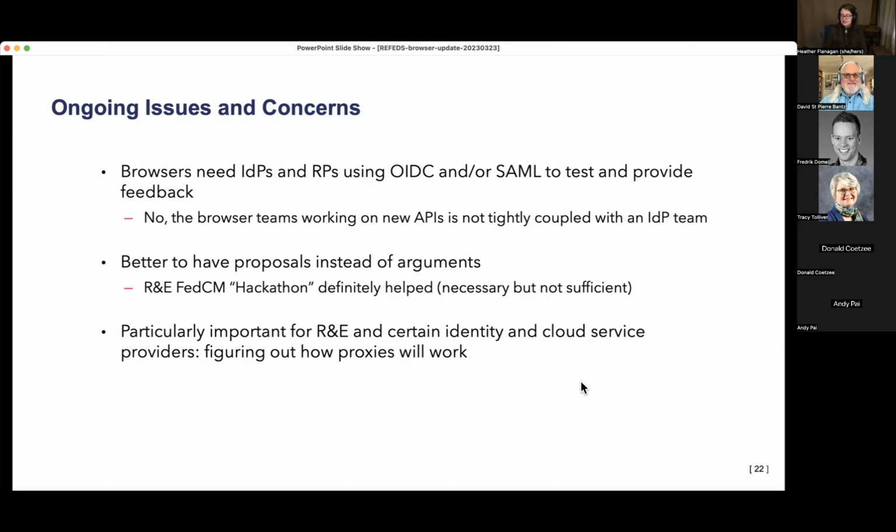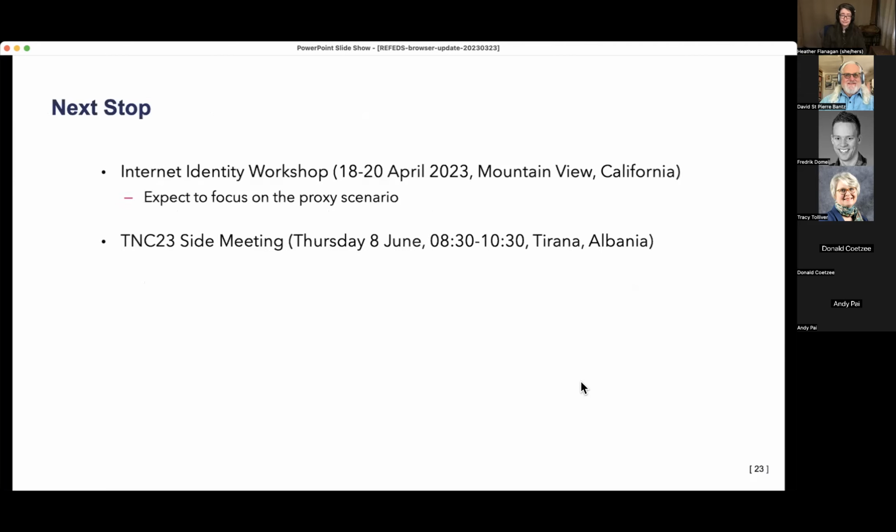One of the things we put out of scope at the hackathon, because it was just too big to wrap our arms around, was the question of how proxies work. How are they going to work? What do we do with proxies? This is as important for R&E as it is for many of the identity cloud providers out there, because they kind of exist on a proxy model, even if that's not what they call it. So this is something we have to come back to, of how do we do this? Because we don't know right now. And certainly the browser vendors don't know, because they don't know what a proxy is.